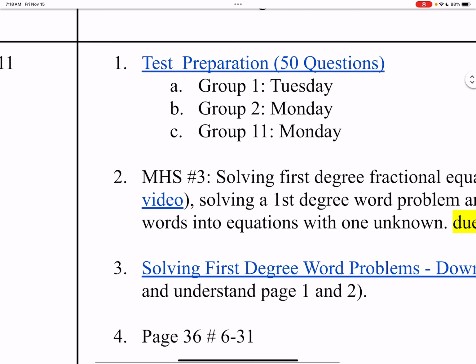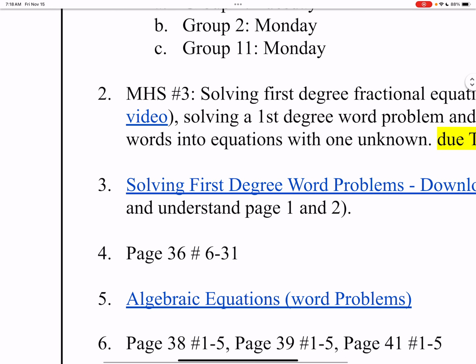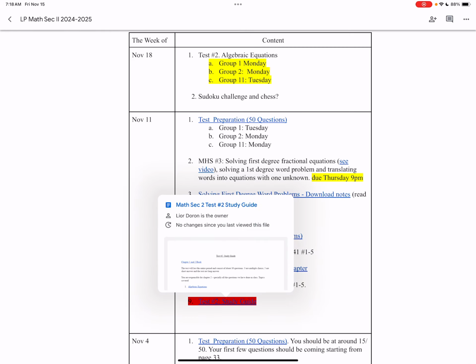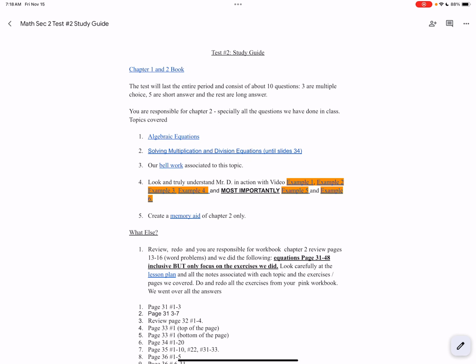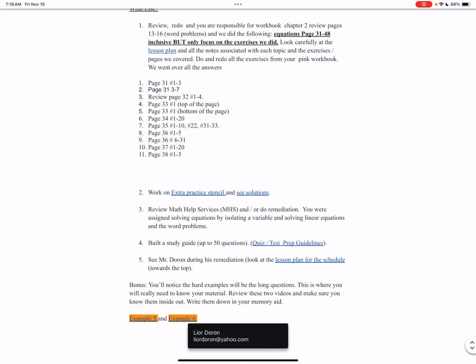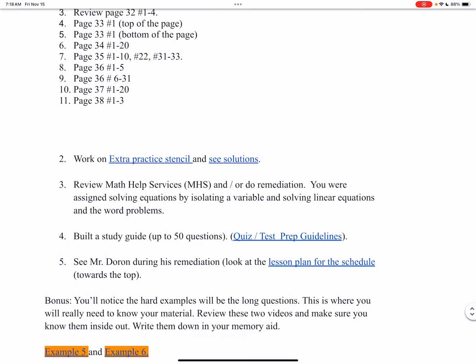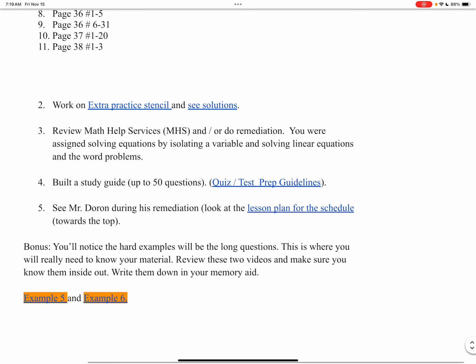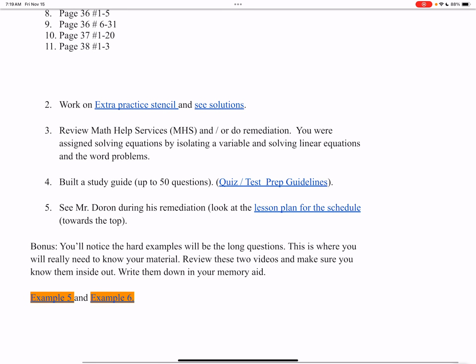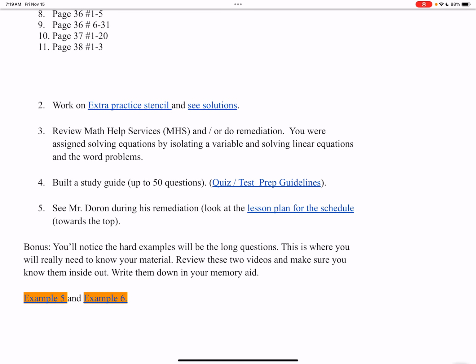Let's take a look if there's any other last minute things that I want to tell you what to study. There's so much to do. Show commitment, show dedication, show care in what you're doing. Build a strong study guide, up to 50 questions. That's always great. See Mr. Doron during his remediation. Look at the lesson plan for the schedule. This is a wonderful place for you and me to meet.